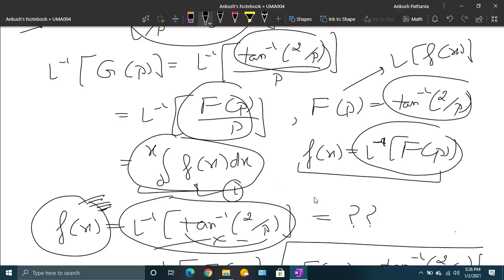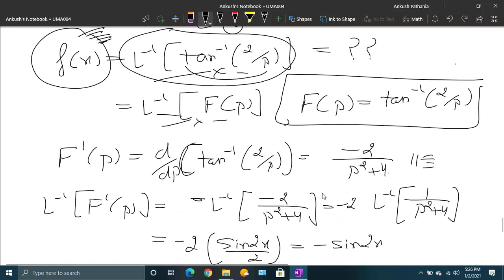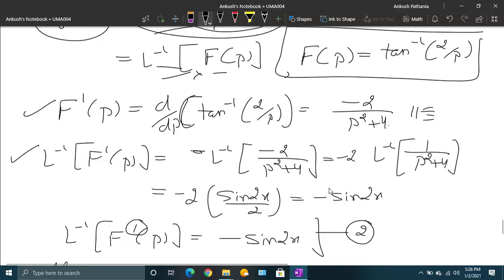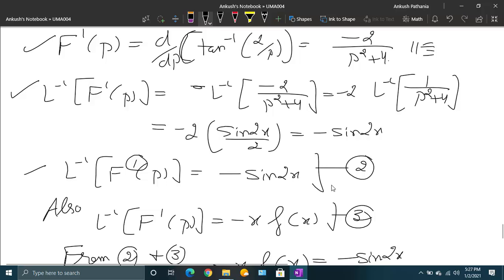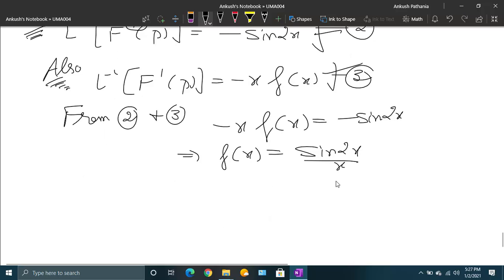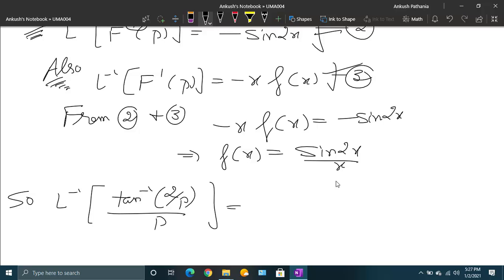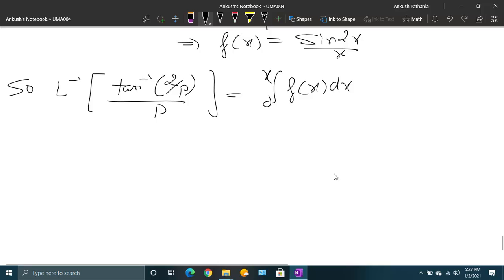So all the story was around finding this fx, that is the Laplace inverse of tan inverse 2 by p. Since tan inverse 2 by p was not in a form that we can sort out easily, we differentiate it, take the Laplace inverse, and then using property number 4 we compare these two and get the value of fx. So the Laplace inverse is the integral from 0 to x of fx dx, as given in equation number 1. So we have now found fx.